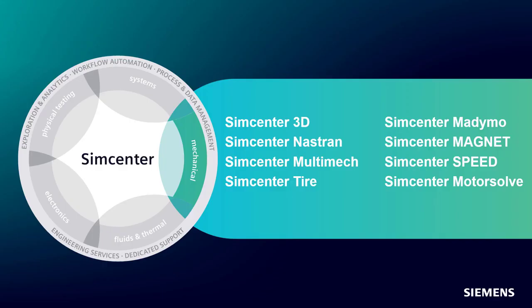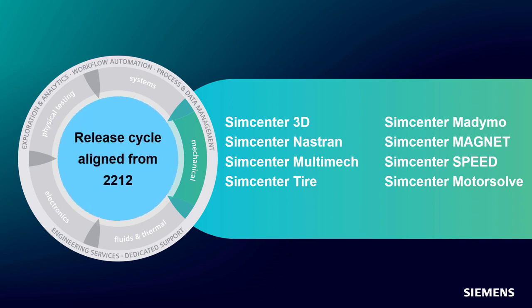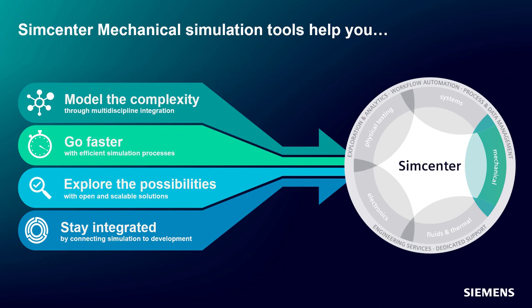Starting with the 2212 release cycle, all Simcenter Mechanical products are following the same twice per year release cadence. This makes it easier for you to remember when new functionality will be available for each product in the Simcenter Mechanical suite. Improvements in this release will help you more accurately model the complexity of your products, simulate faster, explore more design possibilities, and keep you better integrated with overall development.